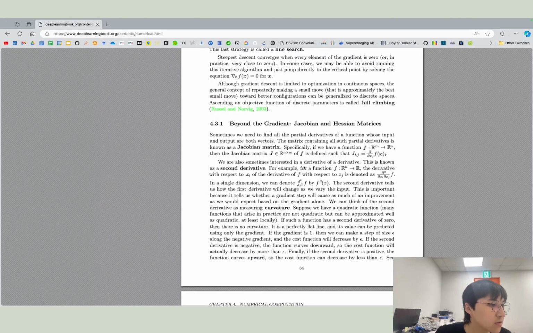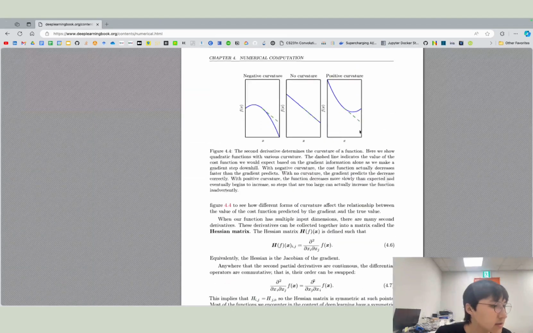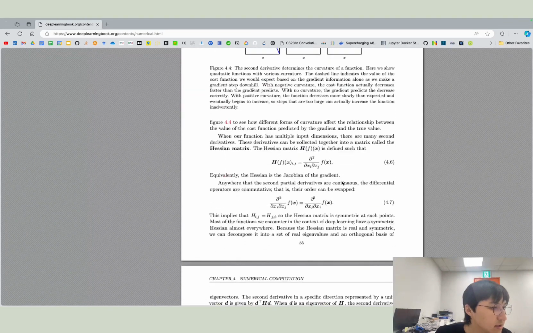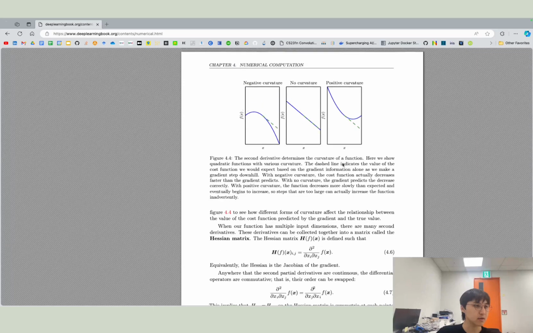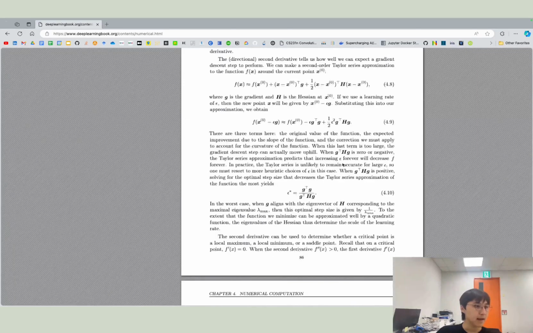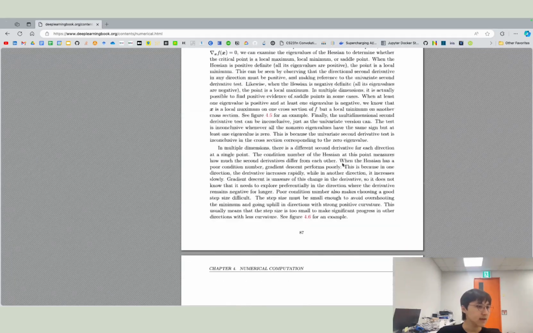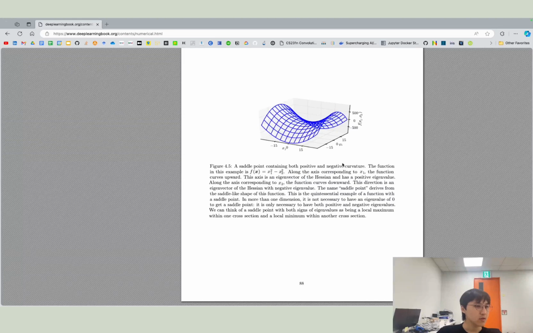And there is also the Hessian matrix. The Hessian matrix is second order, so it is the second order partial derivative. It's a square matrix, first of all. It is a square matrix of second order partial derivatives of a scalar valued function. That's basically what I understood from this text. And I think that's all for today.